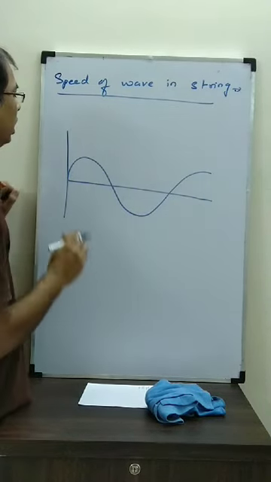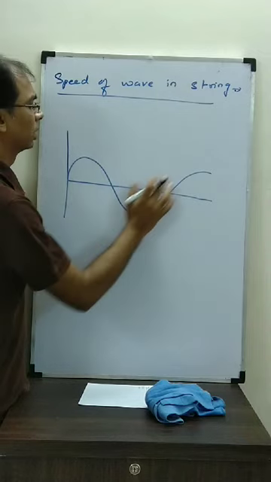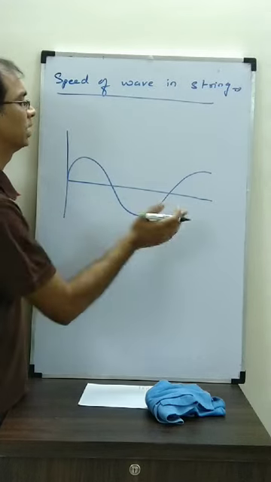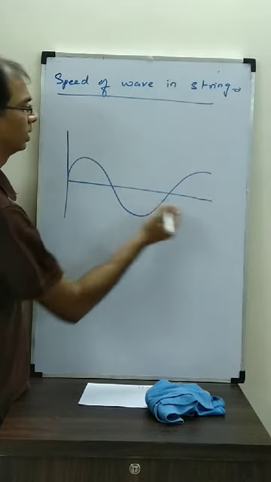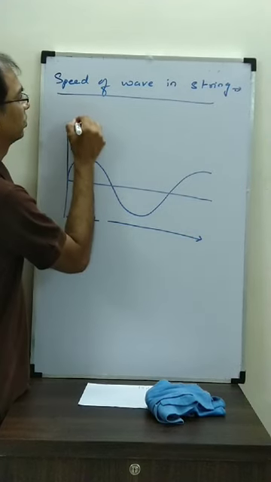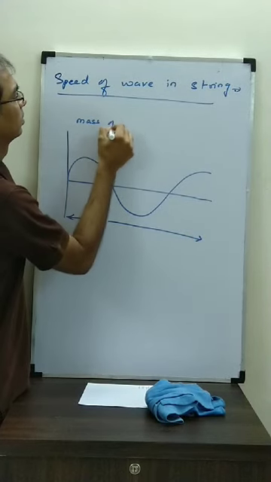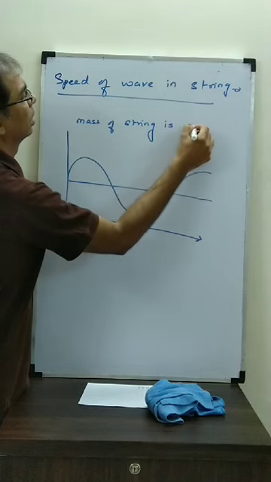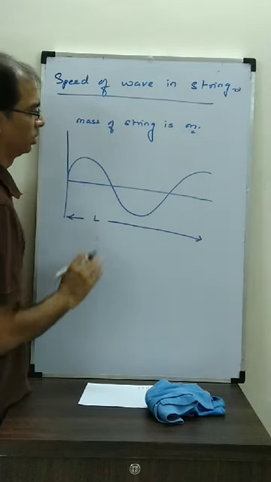Okay. And any string will definitely have some or the other mass. If I say that the string's length is L, and its mass is M. Okay. M units, this is L units.